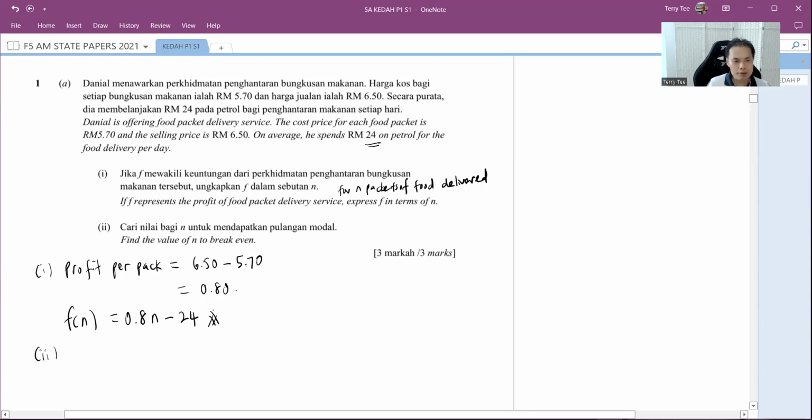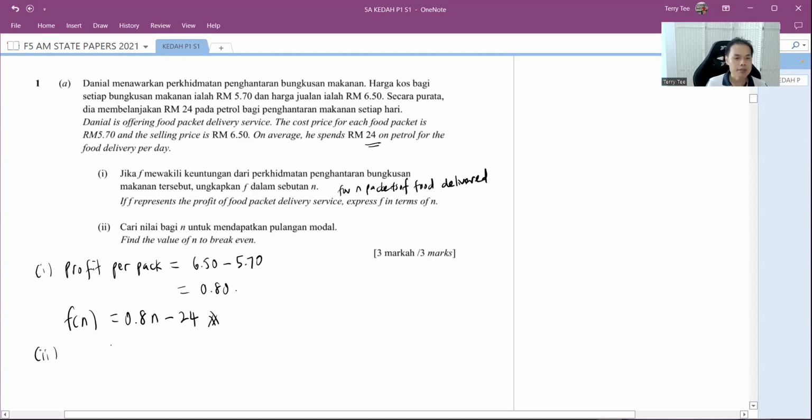So next, part 2, find the value of n to break even. Now, break even means you don't lose money, okay? Because if he fails to deliver any food packet, then he has to spend 24 ringgit on petrol. But it actually doesn't make sense. You ride around, but you didn't deliver anything. All right. But yes, what we're saying is average. On average, you spend 24 ringgit on petrol.